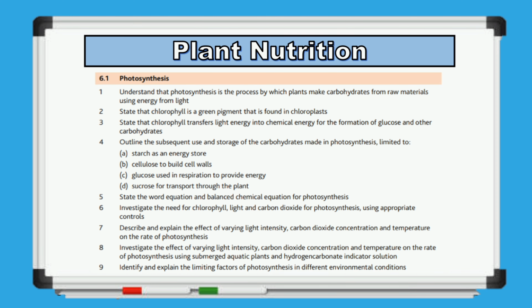Keep in mind, this chapter is divided into 3 main units, and we're starting with the first one, Unit 6.1, which focuses entirely on photosynthesis. And you can also see the list of syllabus specifications which we'll be covering, one at a time. So, without wasting any time, let's get started.